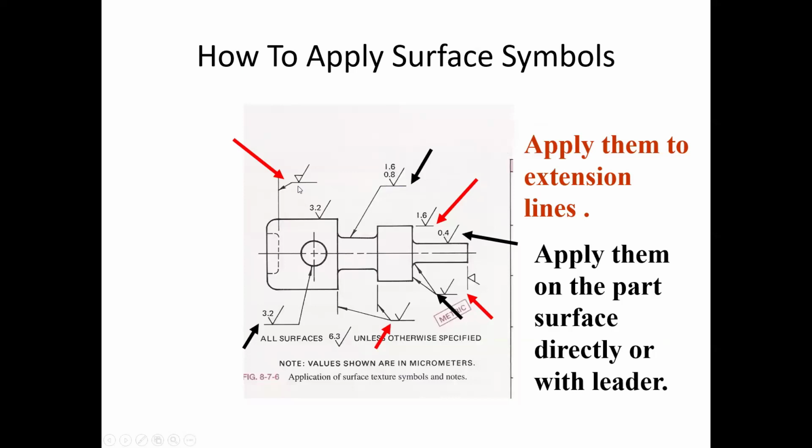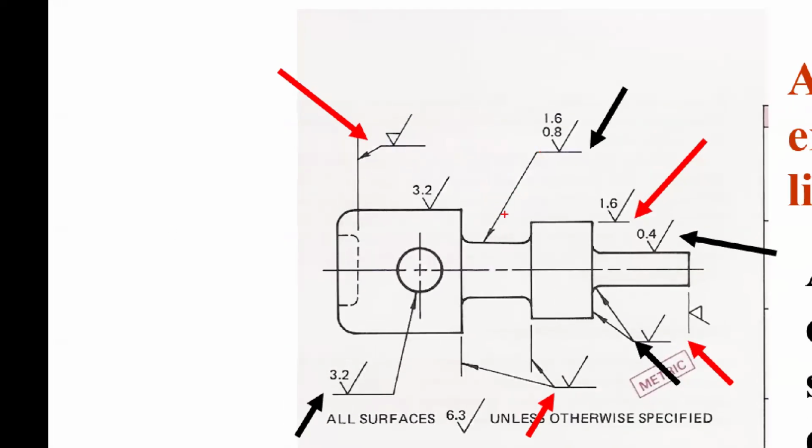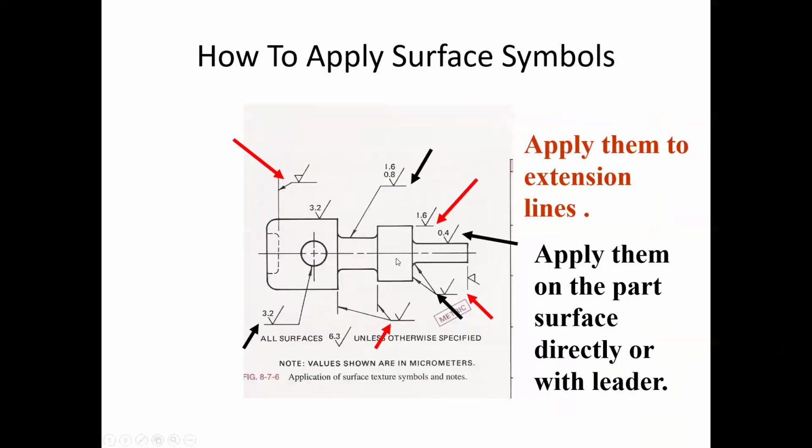The second option might be to apply them directly on the surface or attach them to a leader that's pointing to the surface. So if we look at this leader here pointing toward this surface, that tolerance of 0.8 to 1.6 is this whole smooth part of that shaft right there. And that's the biggest thing, being able to look at the problem and understand which surface, so you get it on the right extension line. Because most of the time you'll get a 3D view and it's just pointing to that surface, and sometimes they have them on the extension line already, which is nice.